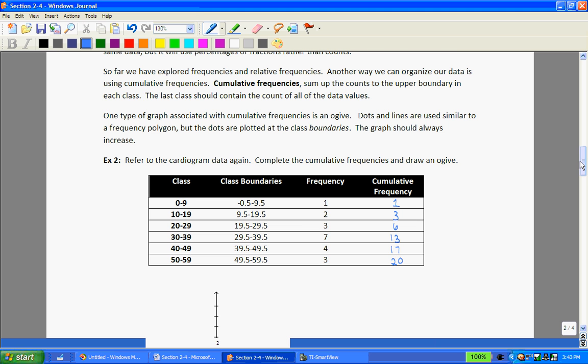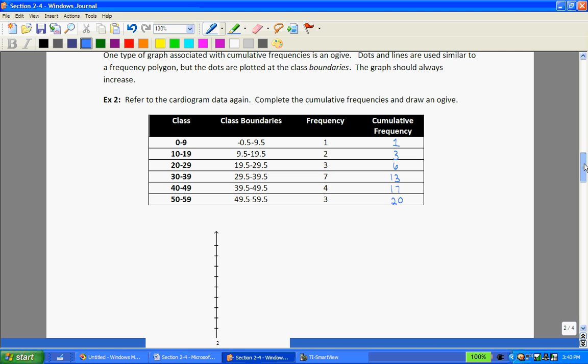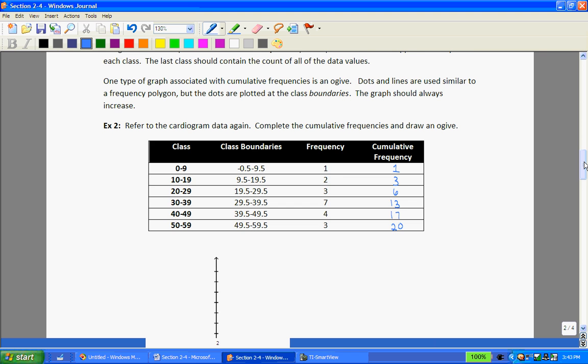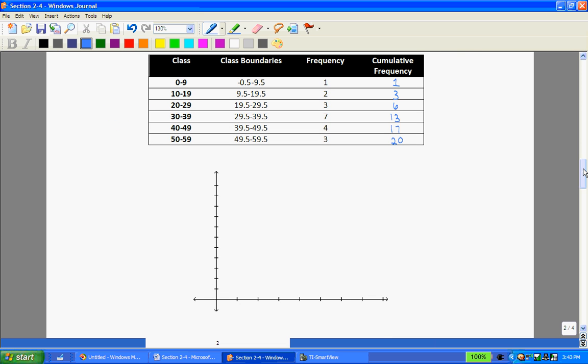Now that we have a cumulative frequency, we can graph our ogive. So remember, the dots are going to be placed at the boundaries, kind of like what we had with a histogram. So our boundaries here, the negative 0.5, I'm going to kind of stick right here and go with the other class boundaries down here. So 9.5, 19.5, 29.5, 39.5, 49.5, and 59.5.